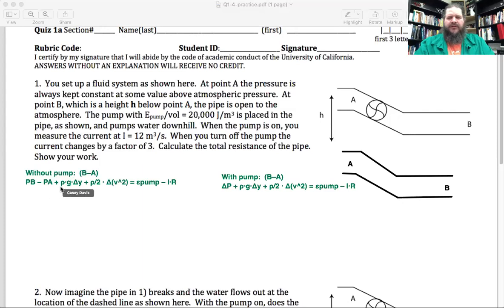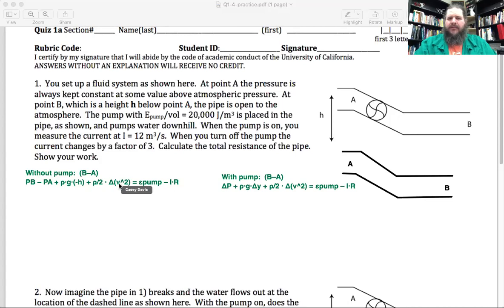And then rho g delta y, density of the fluid times gravity times delta y, B minus A. Would that be positive h or negative h? Yeah, it should be negative because B is a lower height than A. So height of B minus height of A will be a negative value. We could even treat height B as 0 and height A as positive h. So final minus initial would be 0 minus h. So delta y will be negative h.